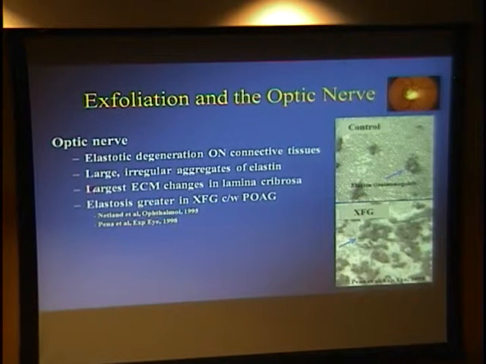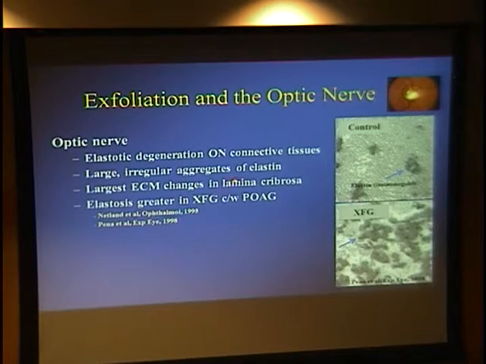Looking at the optic nerve, elastotic degeneration is the term that we often use. This is a control lamina cribrosa. You can see the collagen fibrils and then these very discrete little packets of elastin. But you see this is a disorganized appearance of a lamina cribrosa in the patient with exfoliation glaucoma. You can imagine that that might have some major impact on those axons as they try to traverse through the optic nerve to the brain.